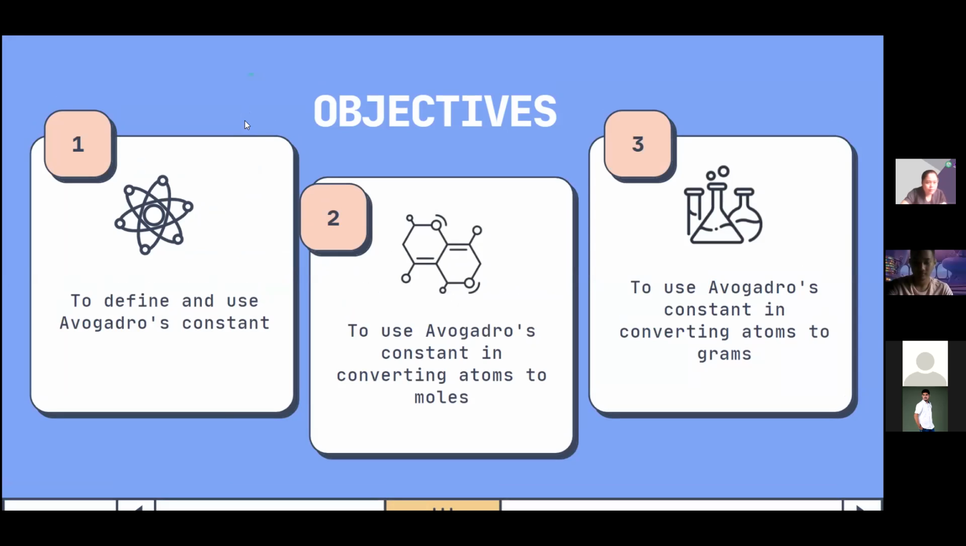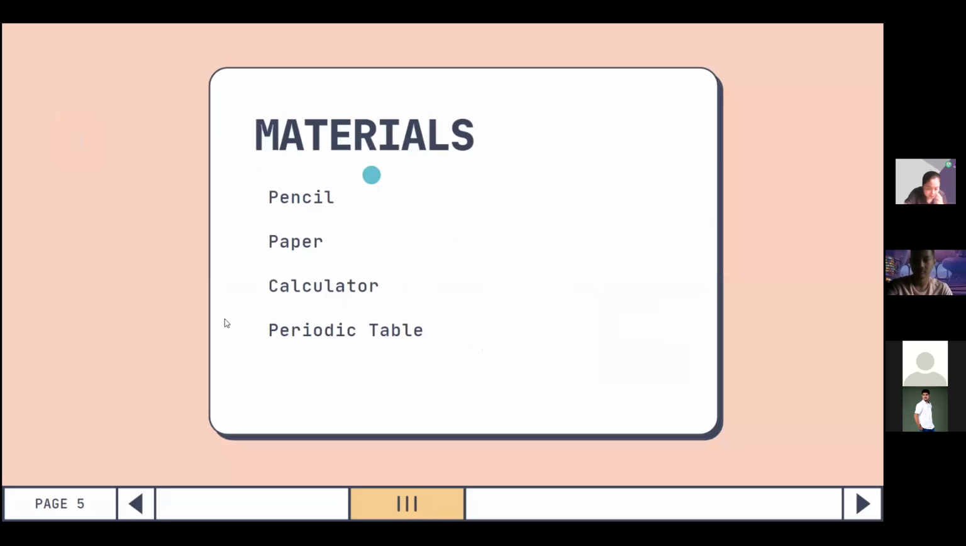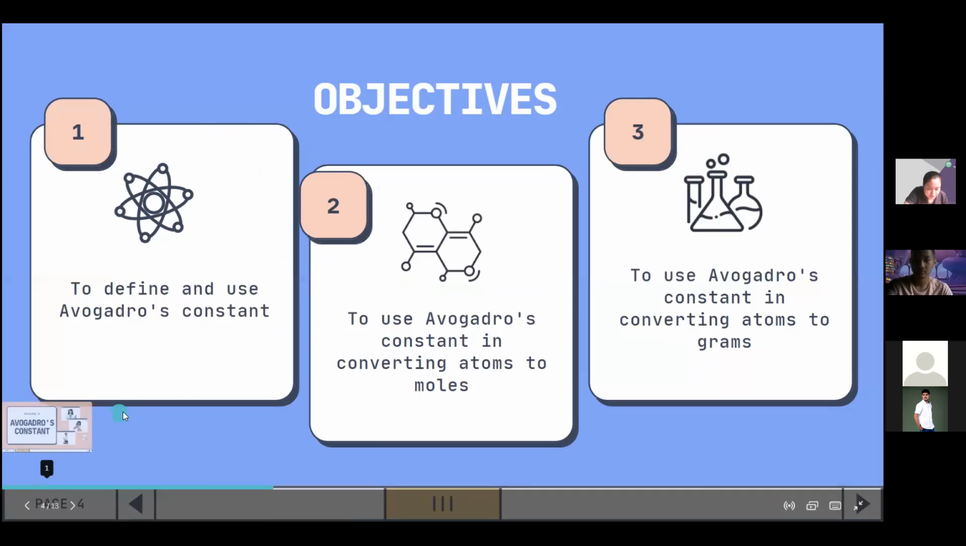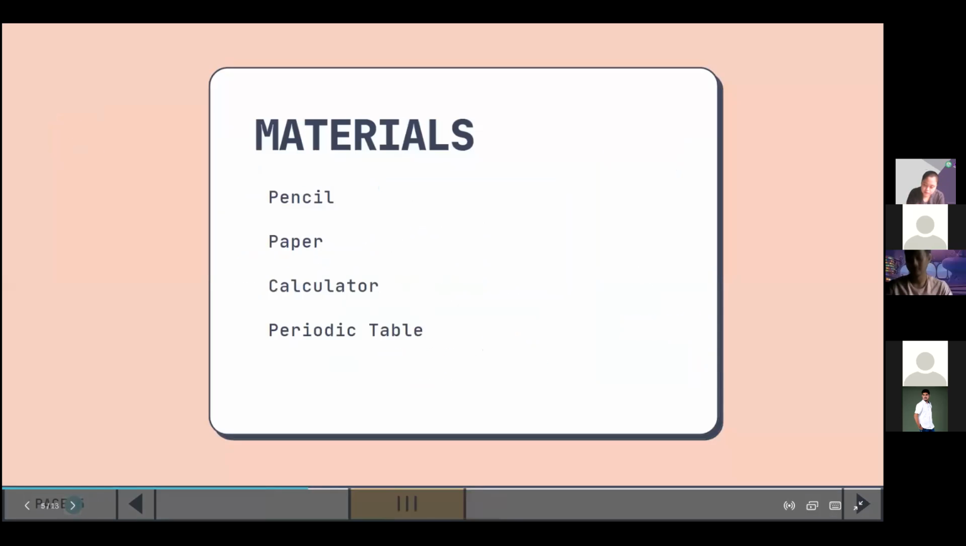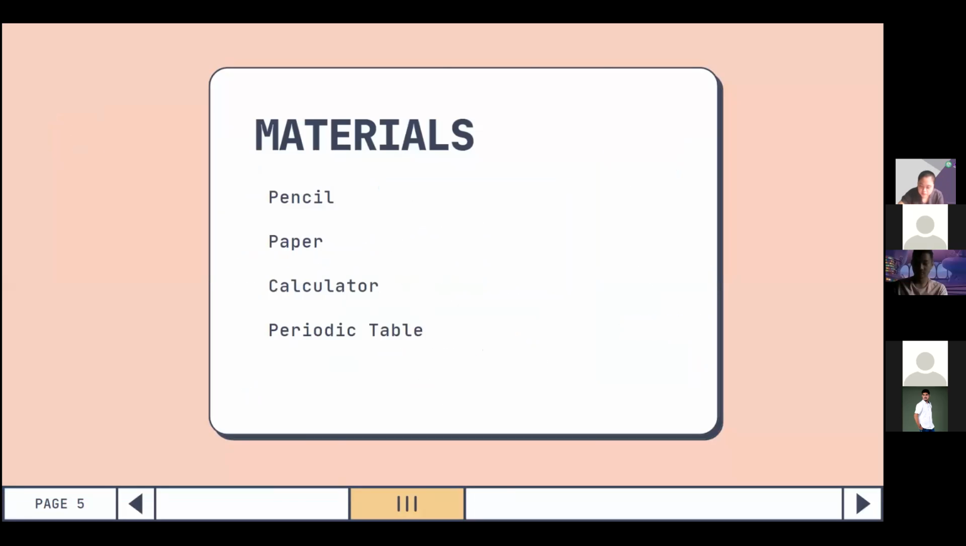Good morning, everyone. So for our objectives for today's report, number 1 is to define and use the Avogadro's constant. Number 2, to use Avogadro's constant in converting atoms to moles. Number 3, to use Avogadro's constant in converting atoms to grams. The materials that will be used in the calculation are our pencil, paper, calculator, and our periodic table.